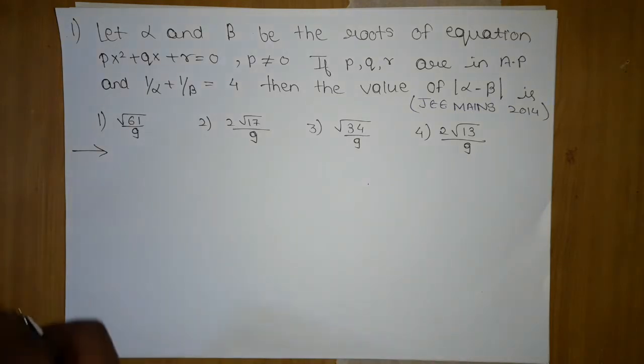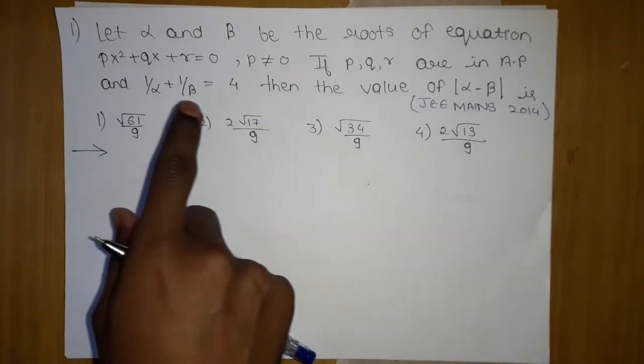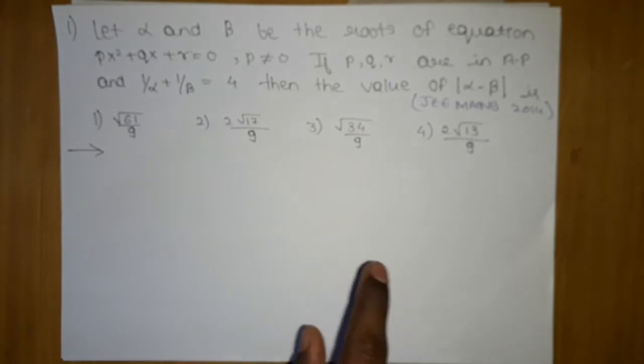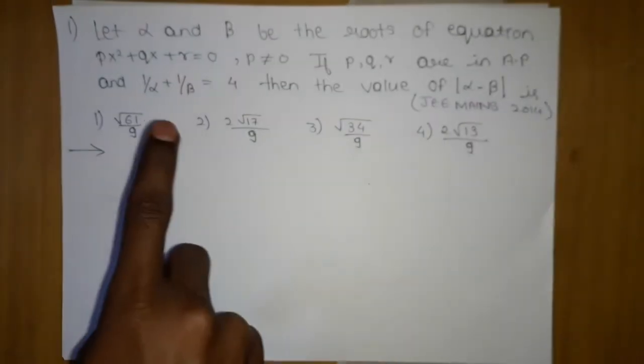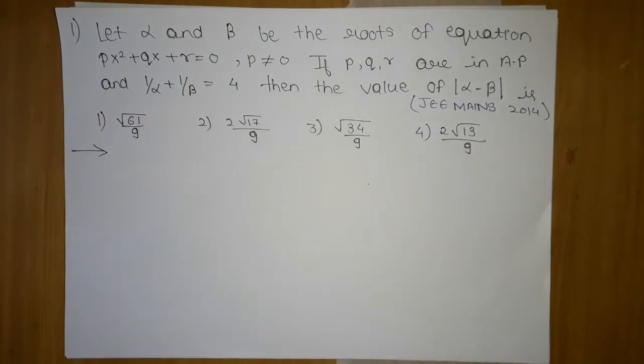The question says as follows: let alpha and beta be the roots of the equation px square plus qx plus r, p not equal to 0. If p, q, r are in AP, and 1 upon alpha plus 1 upon beta is equal to 4, then find the value of alpha minus beta. We want to find the value of alpha minus beta. Now we have been given that they are the roots.